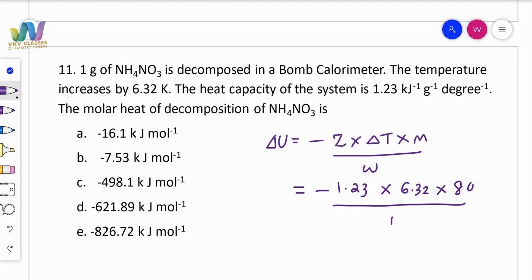So this on simplification gives you a value which is equal to the molar heat of decomposition of ammonium nitrate, that is 621.89 kilojoules. So choice D is the correct answer.